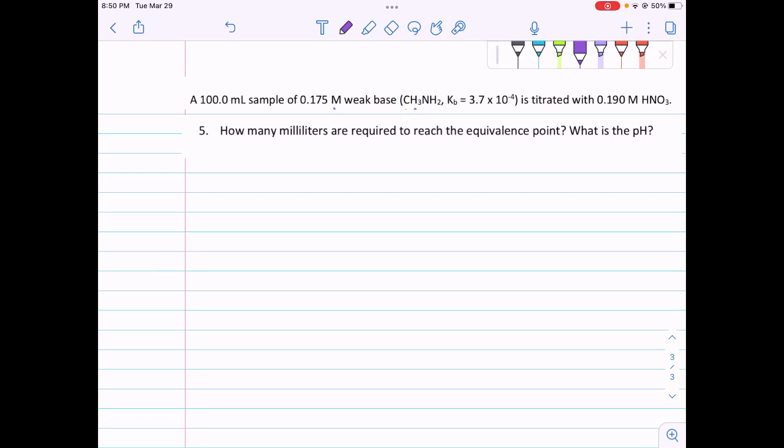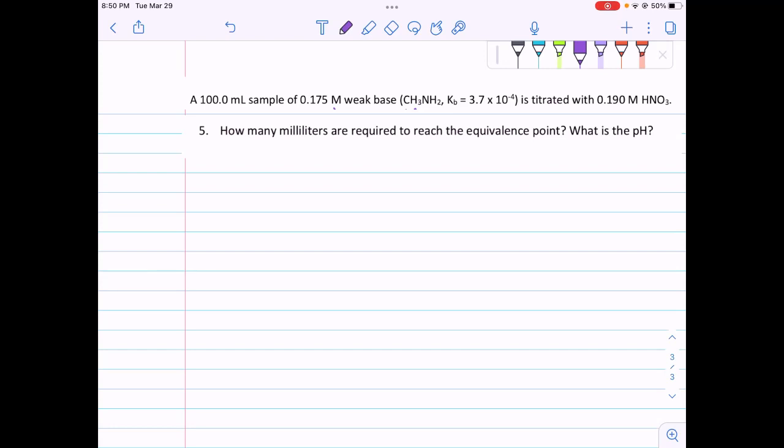In this video, we're going to be talking through how to figure out how many milliliters of strong acid are required to reach the equivalence point, and what is the pH of the equivalence point when a 100 milliliter sample of 0.175 molar weak base is titrated with 0.190 molar nitric acid, which is a strong acid. So let's start with this first question. How many milliliters are required to reach the equivalence point?